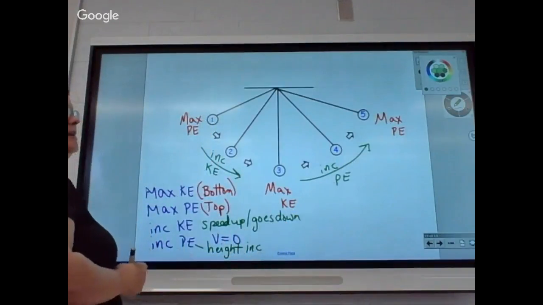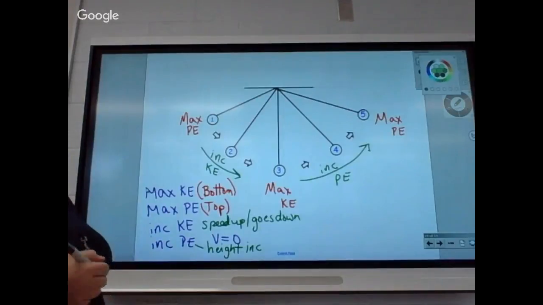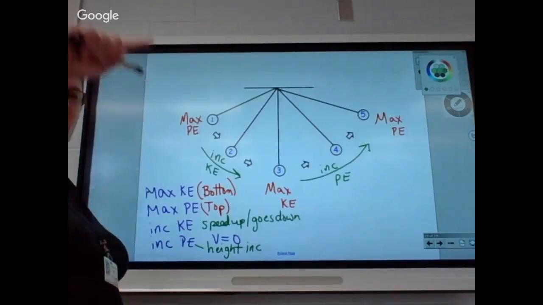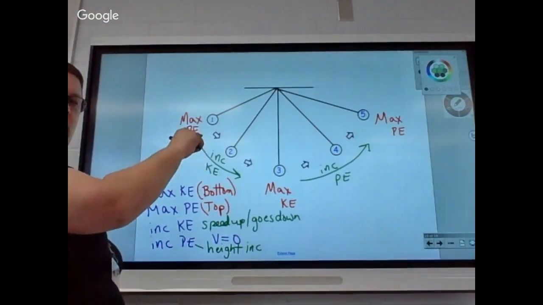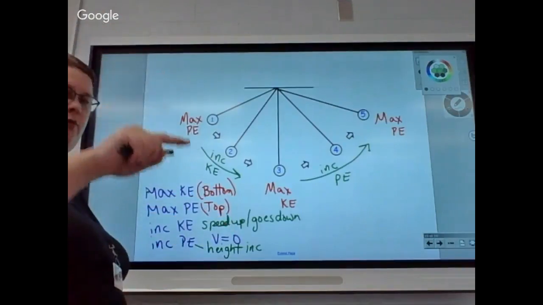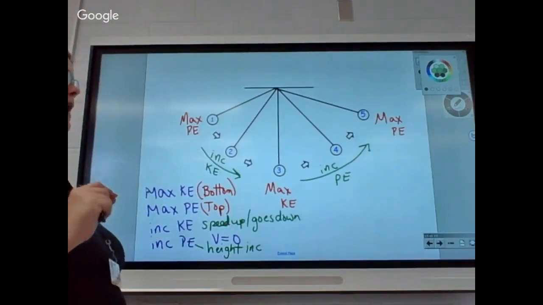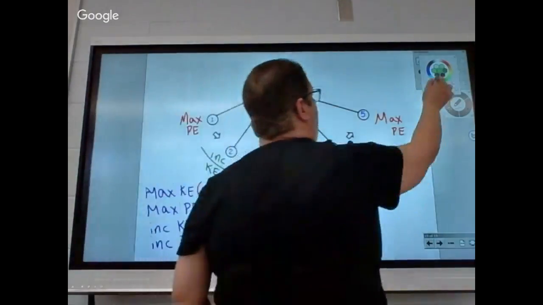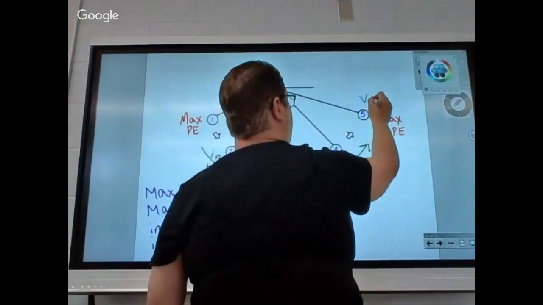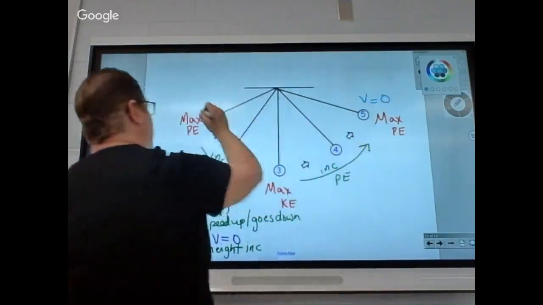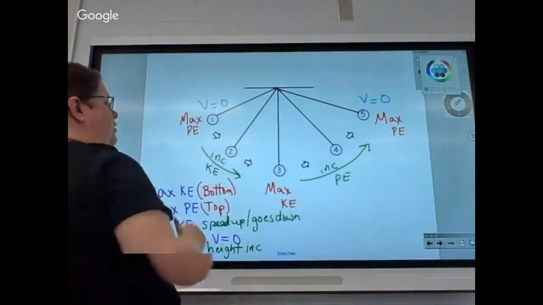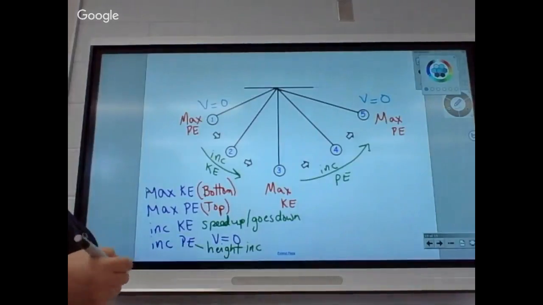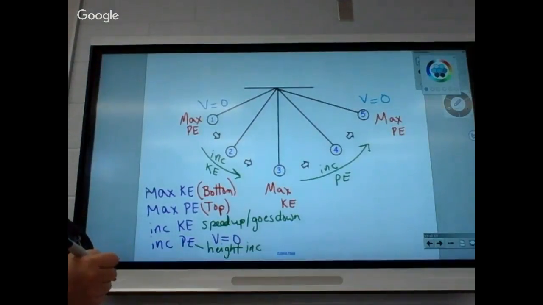And then where's the velocity 0? Velocity equals 0 means it stops moving. So this is a pendulum or a swing on a swing set. It swings back and forth, back and forth. So where does it actually stop moving? It stops moving at 1 and 5. So velocity is equal to 0 here and here, because for a split second, the pendulum stops moving.